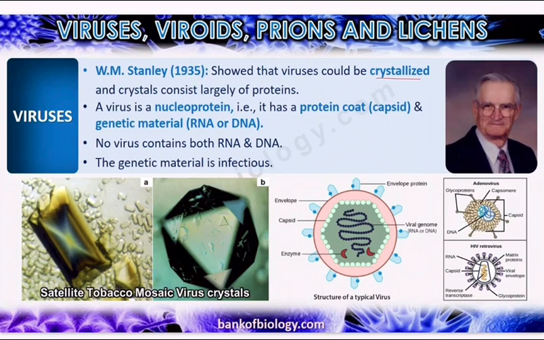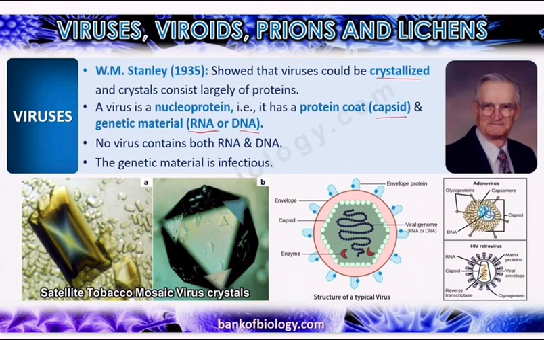A virus is a nucleoprotein, and being a nucleoprotein, it means it has a lot of proteins. A protein coat will be there. We call that protein coat the capsid. And of course, genetic material is there. Most of the viruses will have RNA, and some of them have viral DNA also.